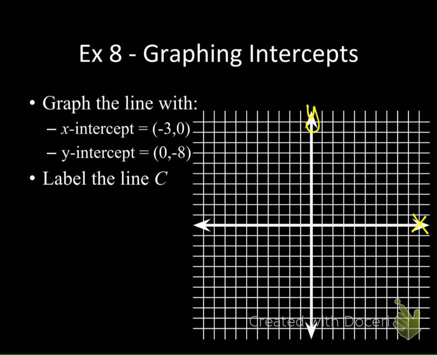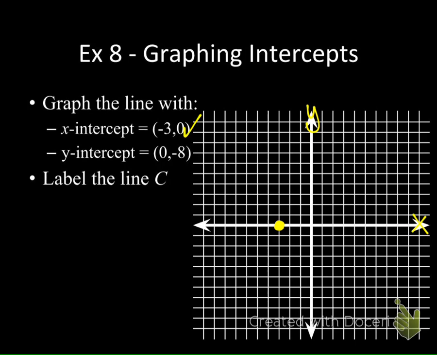-3, 0. I start at my origin. Which way do I go for -3? For my x? Yeah, left, because this is my x value, right? So I go 1, 2, 3. My y is 0, so I stay right there. So I just plotted that point.